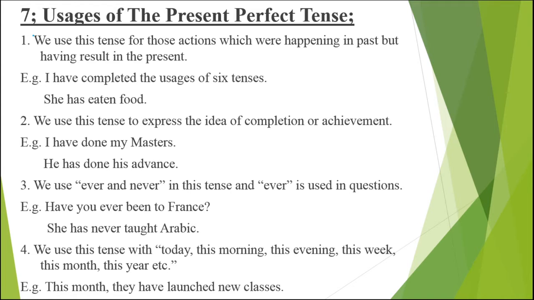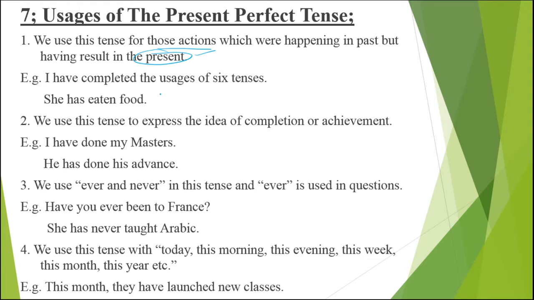Today we have got the 7 tense usages and we will be discussing them one by one. Let's begin with the first one. We use this tense for those actions which were happening in past but having result in present. Keep in your mind the usage number one, there are some actions which happen in past, which are continued in past, and we have their result in present.